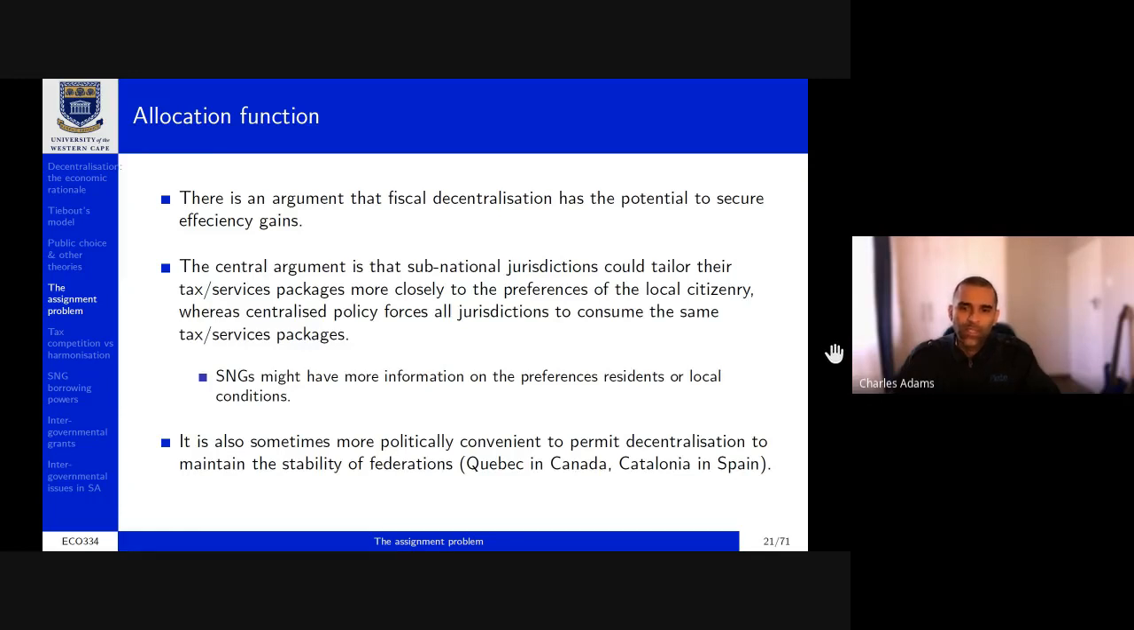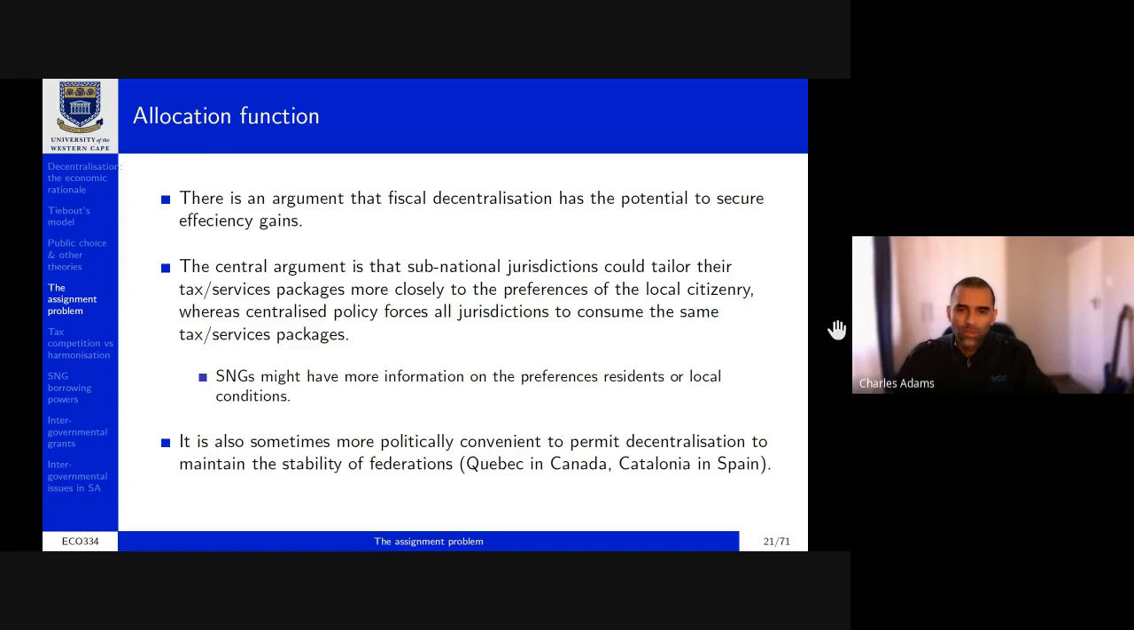And given that that is the case, it may be more efficient for certain policies or certain activities to be undertaken at the subnational level rather than the national level. And one of the arguments for this is that subnational governments will have more information on the preferences of residents at the local levels, given local conditions. Okay? It's also sometimes more politically convenient to permit decentralization to maintain the stability of federations.